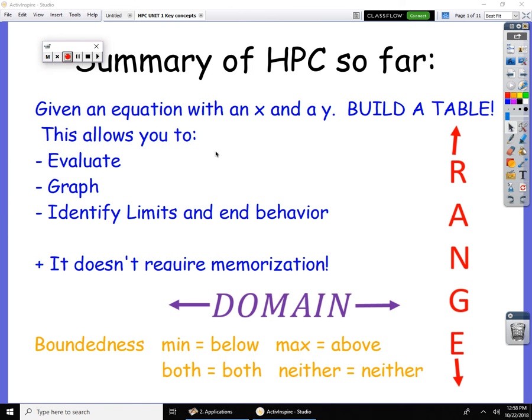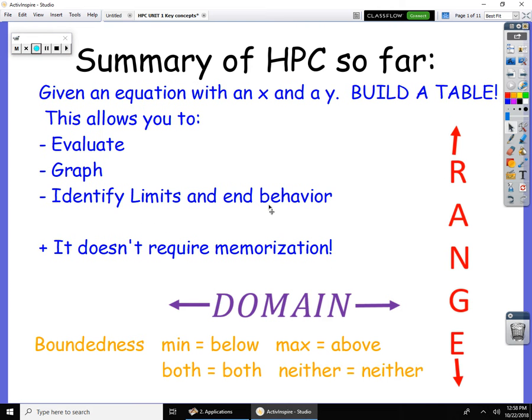Here we go. This is a summary of HPC so far. If you are given an equation with an x and a y, the first thing you should do is build a table. This allows you to evaluate. It allows you to make a graph. You can then use that graph to determine limits and end behavior. And it doesn't require memorization. Most important, it doesn't require memorization.